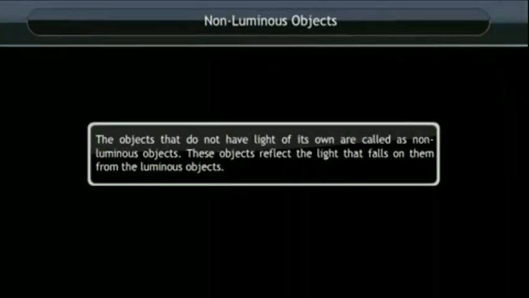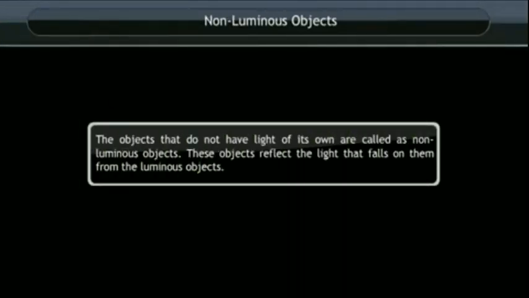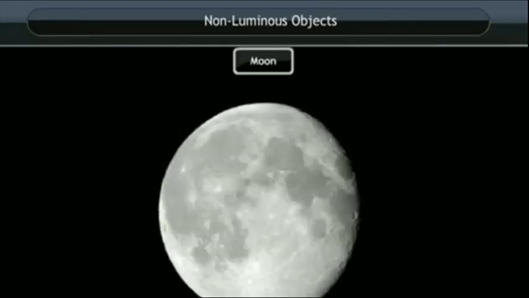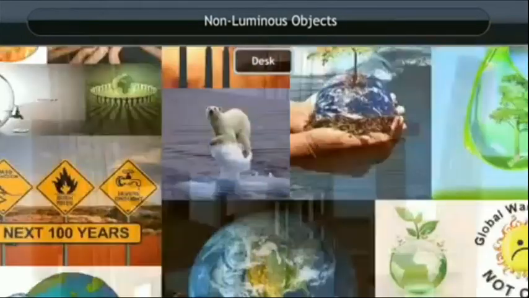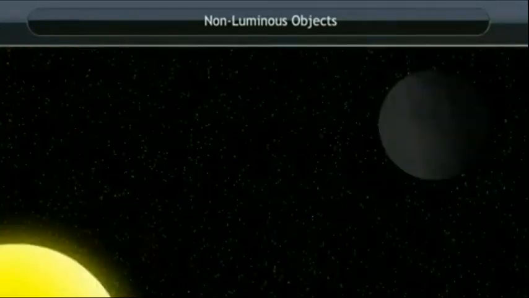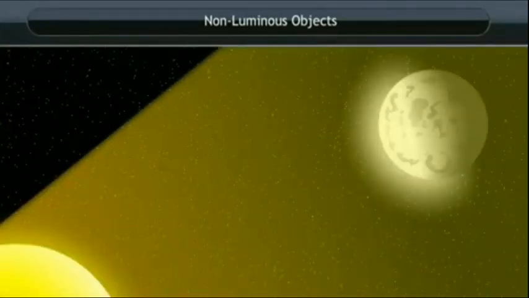Non-luminous objects. The objects that do not have light of their own are called non-luminous objects. These objects reflect the light that falls on them from the luminous objects. For example, moon, walls, desk and posters. Moon seems to shine at night and provides us with a little bit of light that might help us to find our way around in the dark.